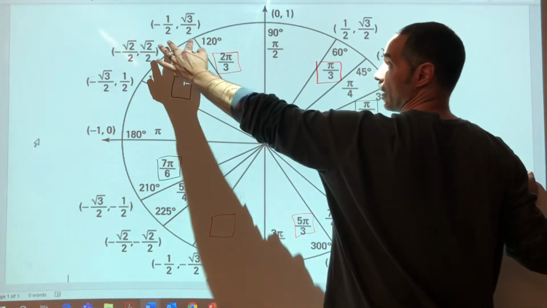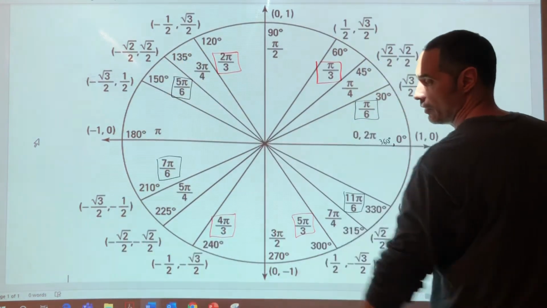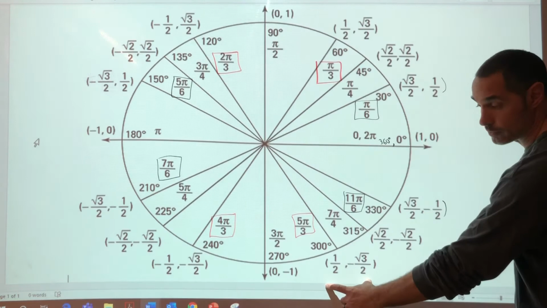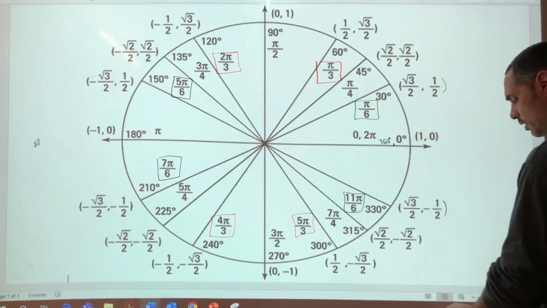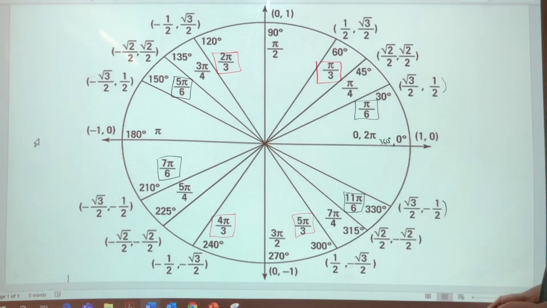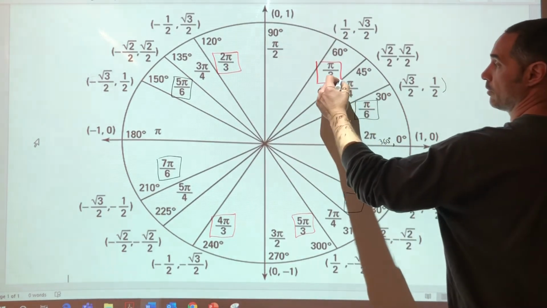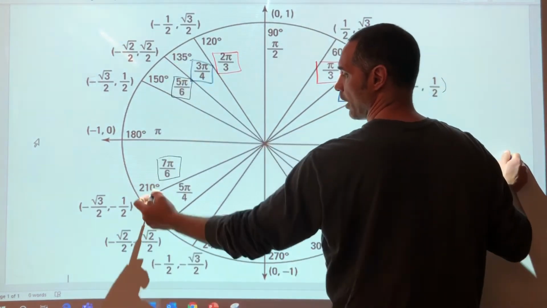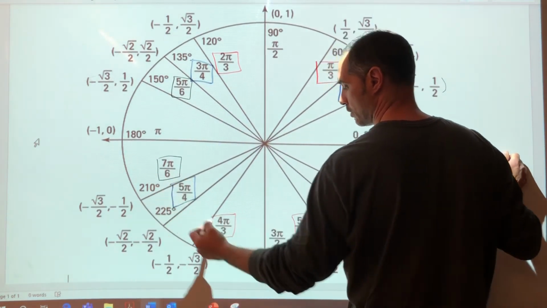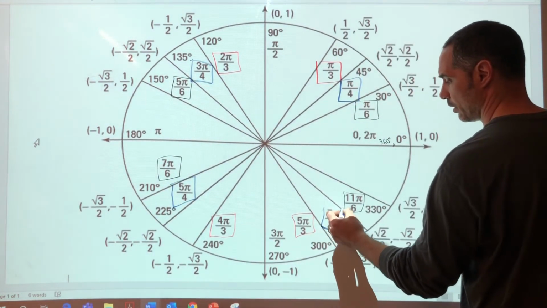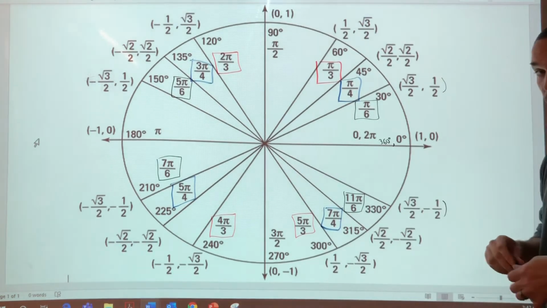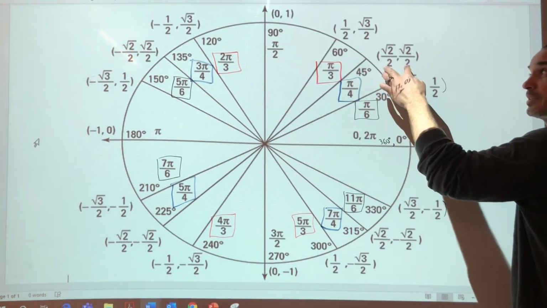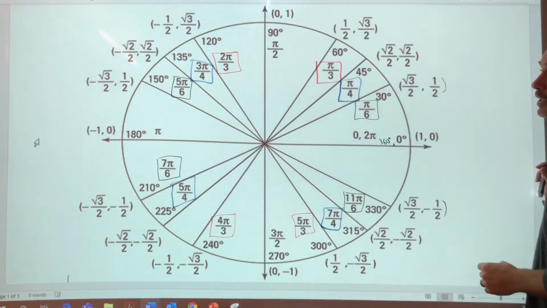This is negative 1/2, square root of 3 over 2. And this one is negative 1/2, negative square root of 3 over 2. This is 1/2, negative square root of 3 over 2. And since we have all those families of values, we have another family of values, and that is the pi over 4 family. The pi over 4 family have all the same values. This is square root of 2 over 2, and this is square root of 2 over 2. They're the same. That's at the 45-degree angle.